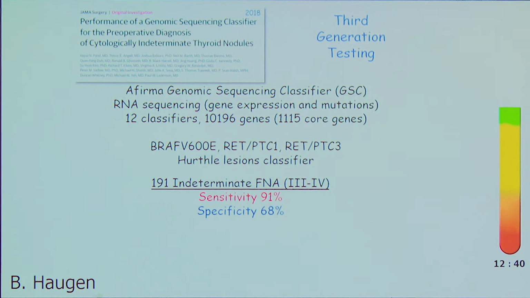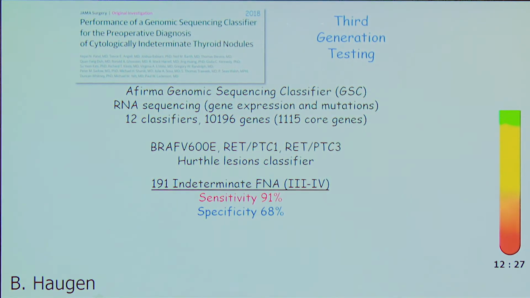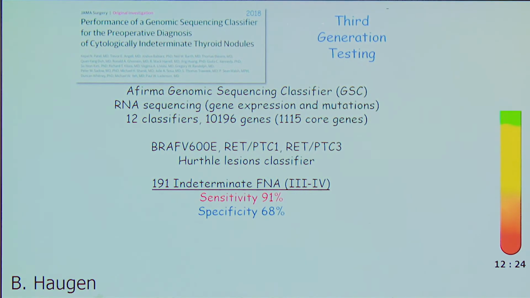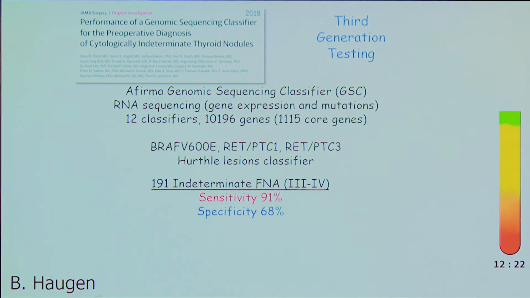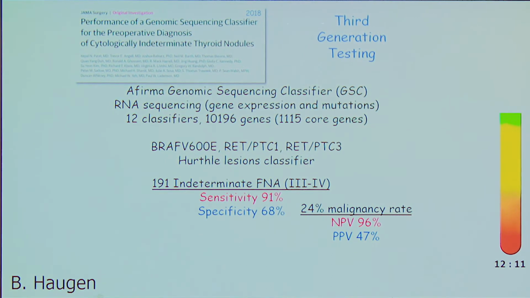What they did was to take the samples from the gene expression classifier study, that 2012 New England Journal study, reblind them, and then rerun them in this gene sequencing classifier, and you can see that it still retains a very high sensitivity and has an improved specificity from 52 to 68%. If we now look at it in context of the malignancy rate, the negative predictive value is very high here, and the positive predictive value is still not super high in this test.